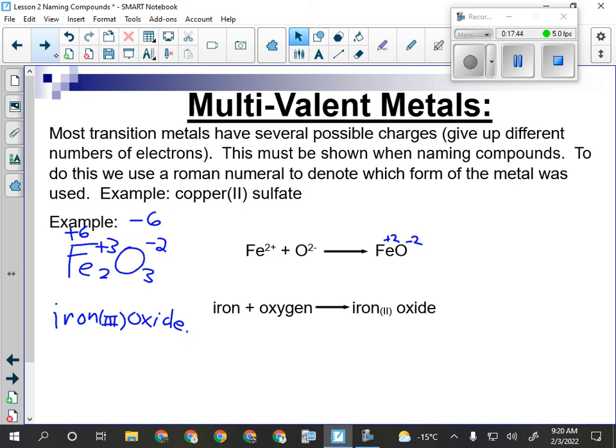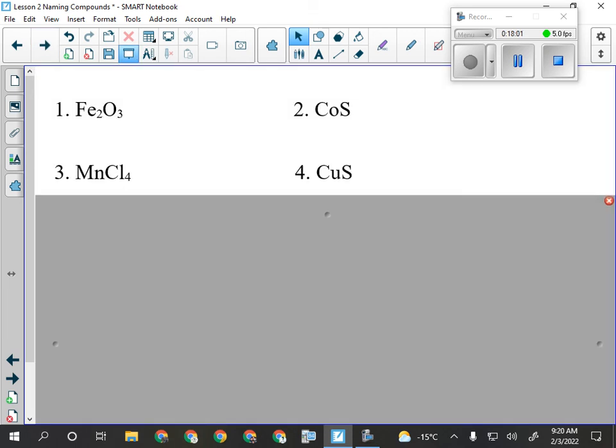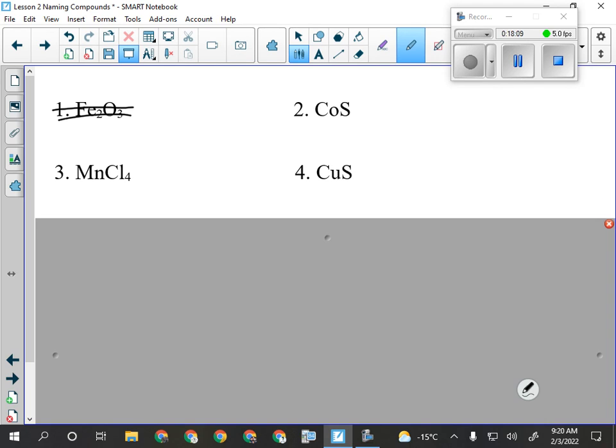That's something you wouldn't have done in Science 9. That's new. You wouldn't have done any multivalent metals in Science 9. Okay, so we just did number 1, so we don't have to worry about doing that. I want you guys to try 2, 3, and 4. They all are going to need Roman numerals.